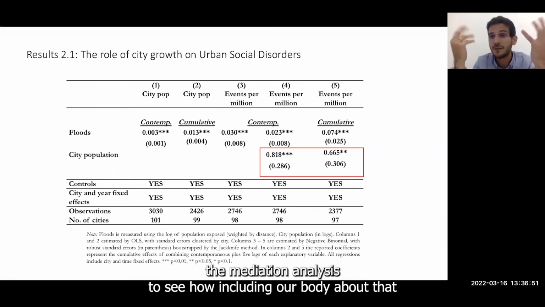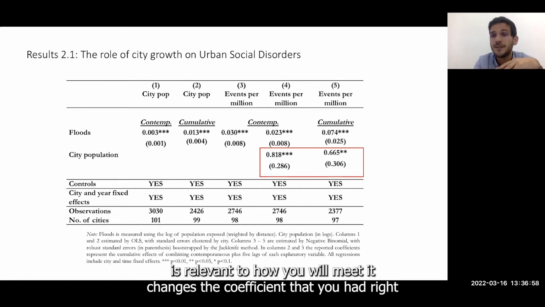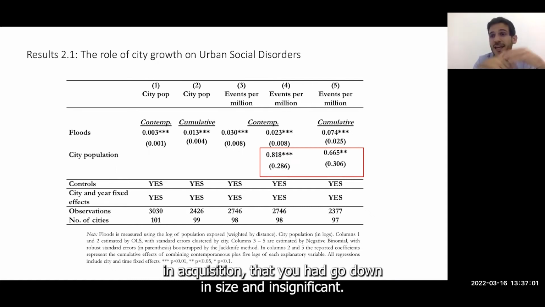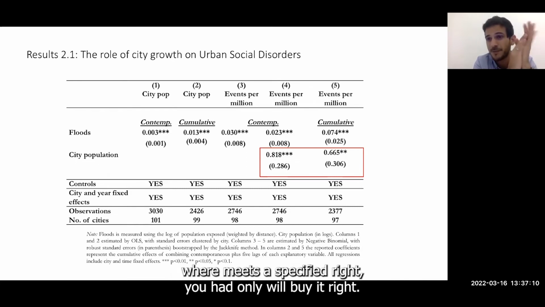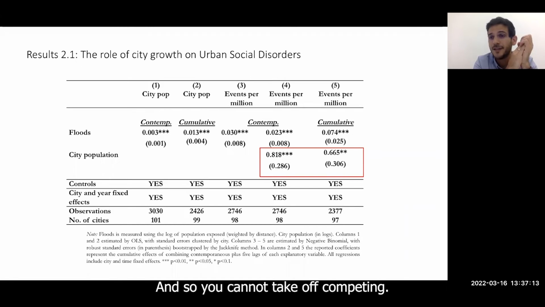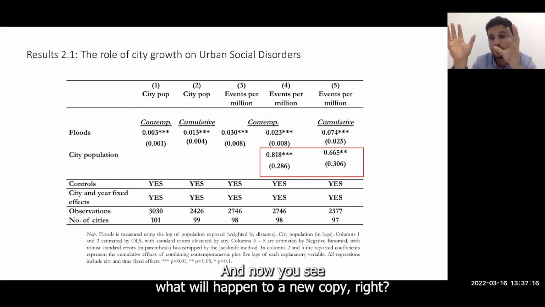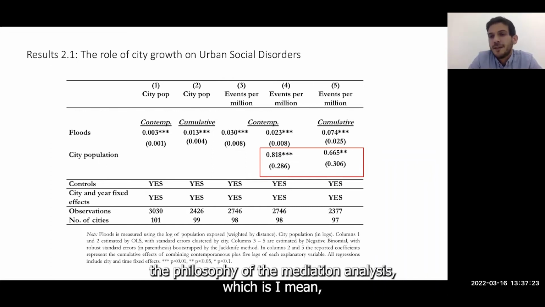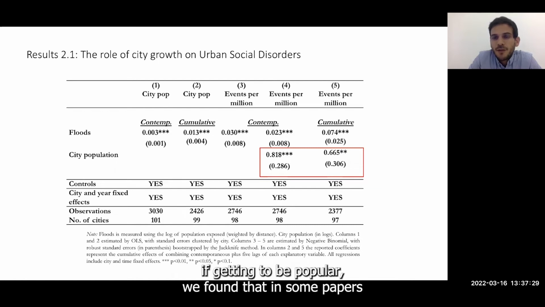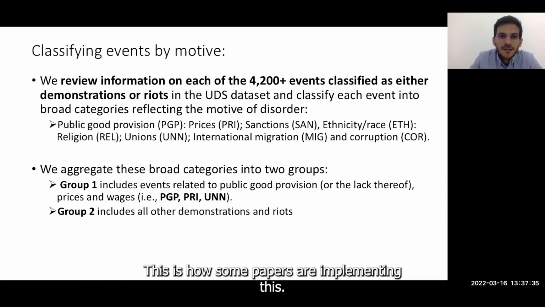So that's the idea of the mediation analysis, to see how including a variable that is relevant, that somehow you omitted, changes the coefficient that you had, all right? If the coefficient that you had goes down in size and in significance, it means that your first specifications were misspecified, right? You had omitted variable bias, and so you could not trust those coefficients, and now you see what happens to the new coefficient, how it captures the impact. That's basically the philosophy of this mediation analysis, which is getting a bit popular. We found it in some papers, we had the idea, and we ended up implementing it. So the graph that I showed you at the end, this is how some papers are implementing this analysis.